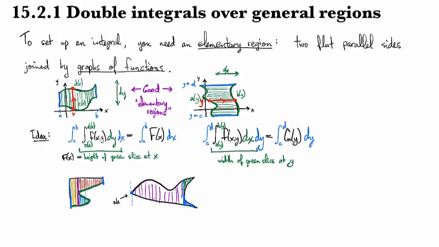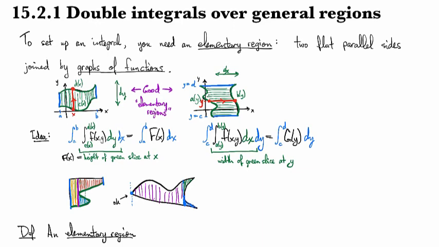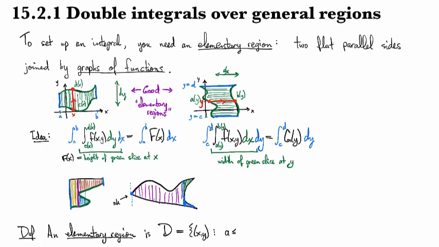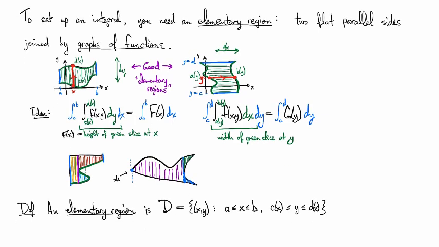All right, so a little bit more formally now, the definition of what I mean by an elementary region is some domain in the plane that looks like xy pairs, such that it can be written where x is between 2 constant values and y is between 2 functions of x, or the other way around, where we have x between 2 functions of y and y between 2 constant values.